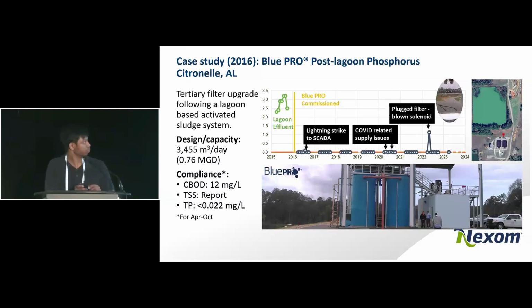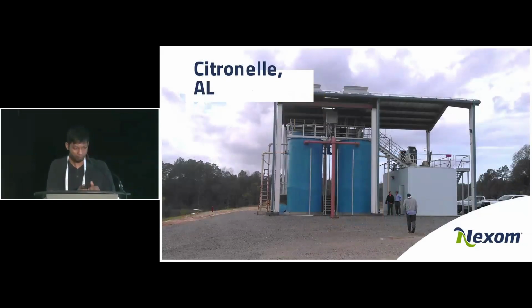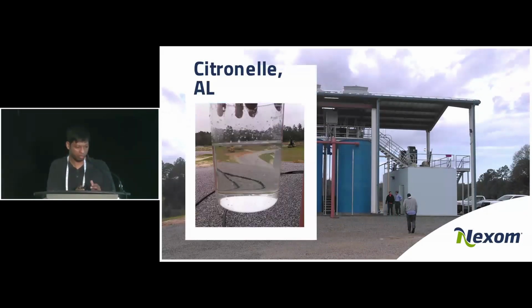If you look at the graph here, before the Blue Pro, they had an effluent TP from 2 to 3.5, but as soon as we commissioned the Blue Pro, the TP level dropped down to less than 0.02. There was some issue that happened before due to unseen circumstances. The TP level rose, but once everything got fixed, the TP level dropped down. This is how the setup looks, and this is the effluent that comes out of the Blue Pro.